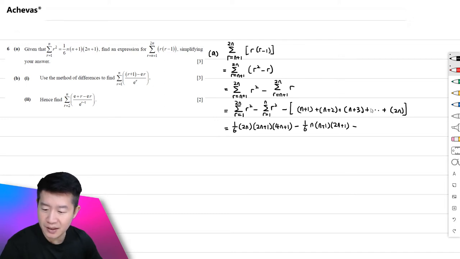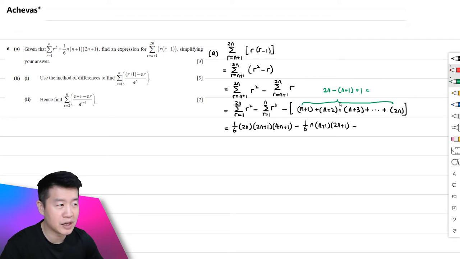We minus away this. This is a sum of an AP where the number of terms in this AP is going to be 2n minus (n plus 1) plus 1. So the number of terms will be 2n minus n is n, then minus 1 plus 1, this is n.